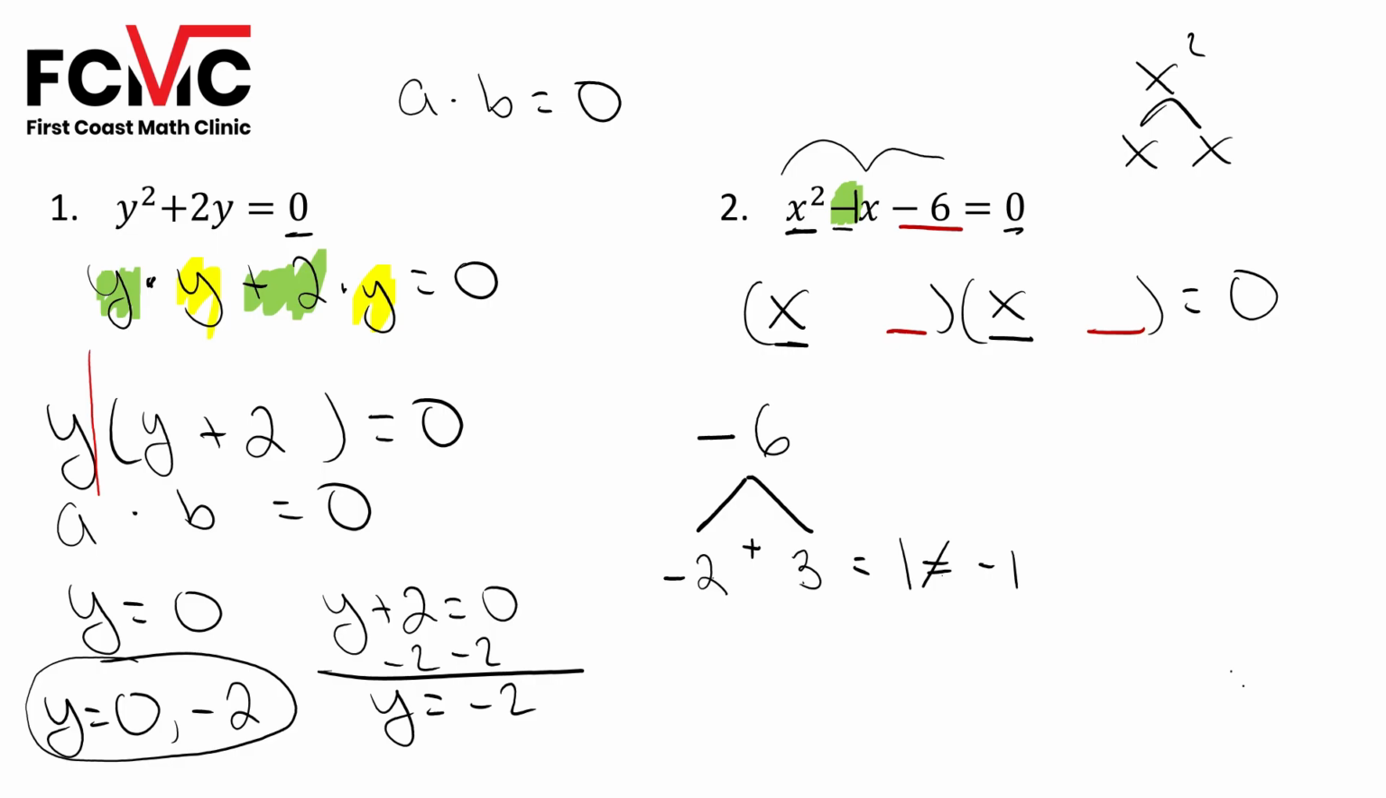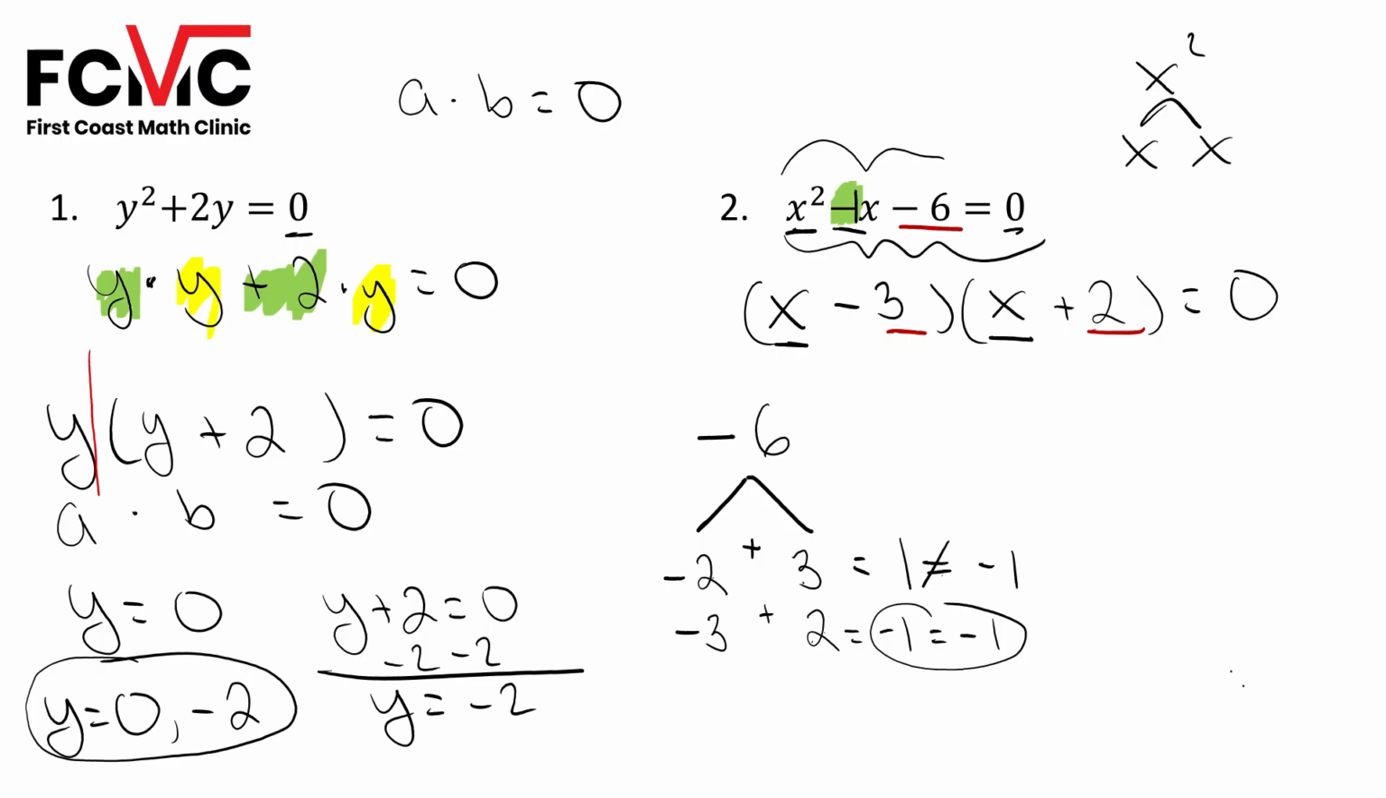Instead of negative 2 and positive 3, let's do negative 3 and positive 2. Well, negative 3 times positive 2 still gives me negative 6. But if I add them, I get negative 1, which is equal to negative 1. All right, so that checks. That gives me that middle term. So we could add negative 3 and positive 2. So we're able to factor this into our binomials.